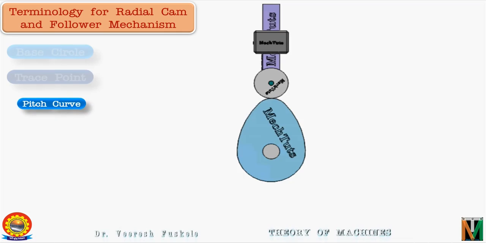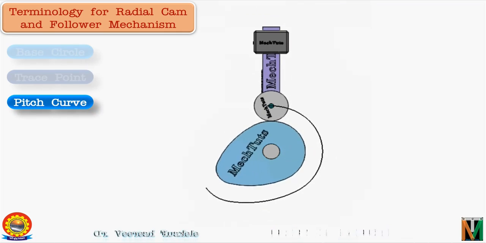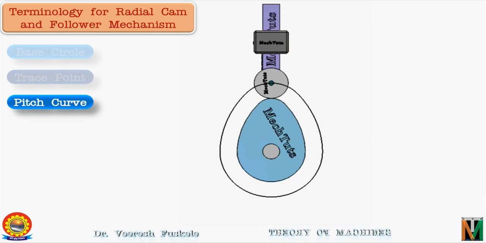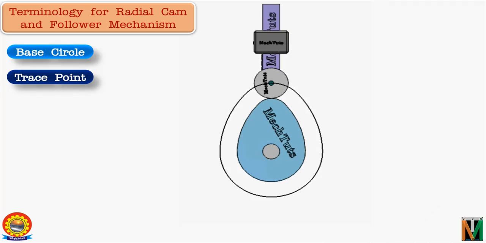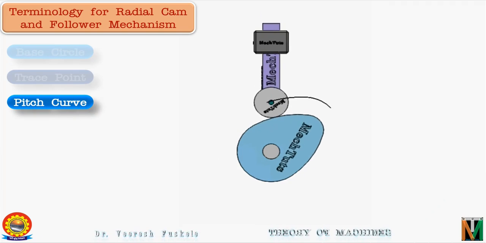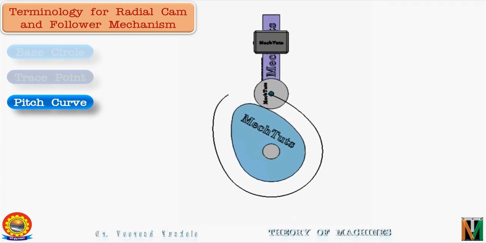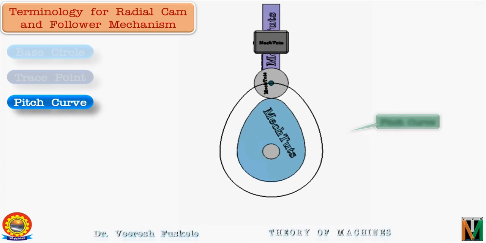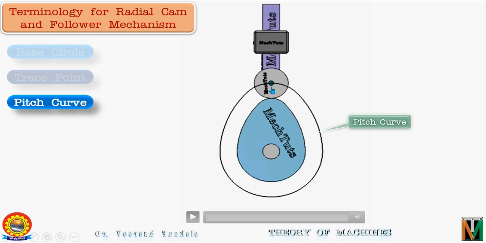This can be seen as follows. So this is how the pitch curve is generated. We shall see it once again. It is the locus of the center of the roller in this case, or the locus of the trace point. So the pitch curve in case of roller follower is at a distance from the cam profile, and that distance is equal to the radius of the roller.